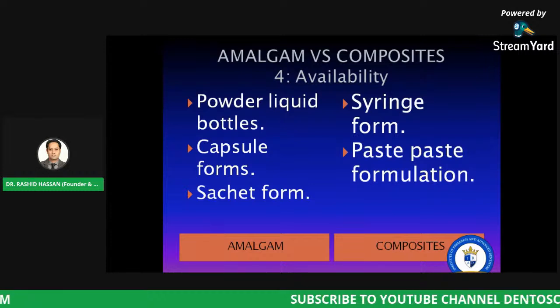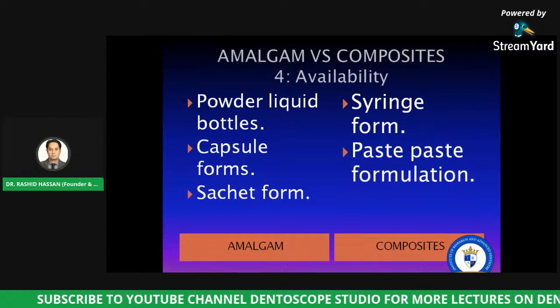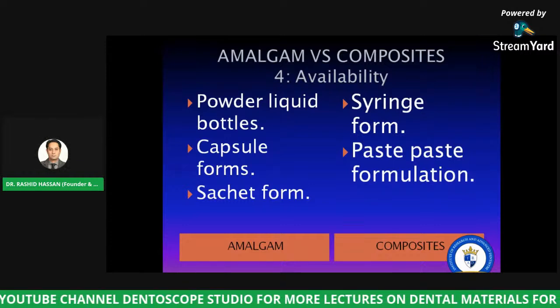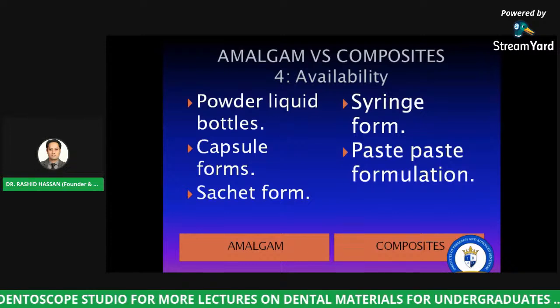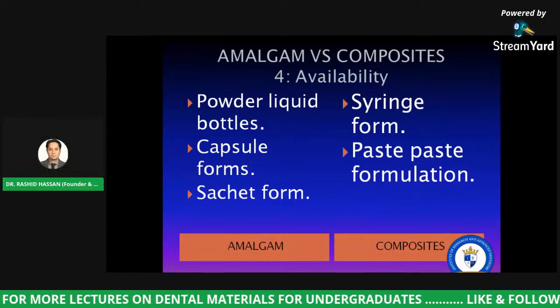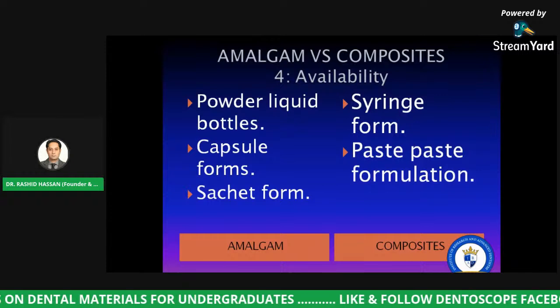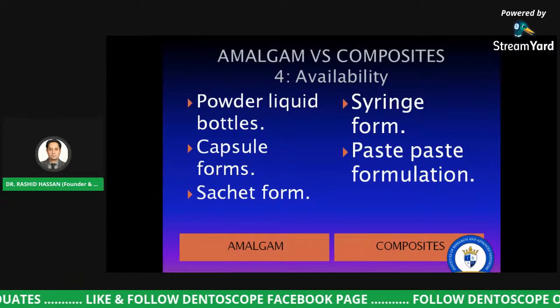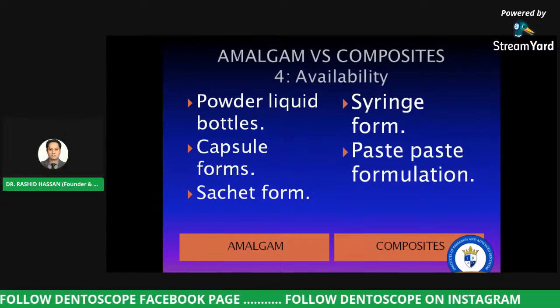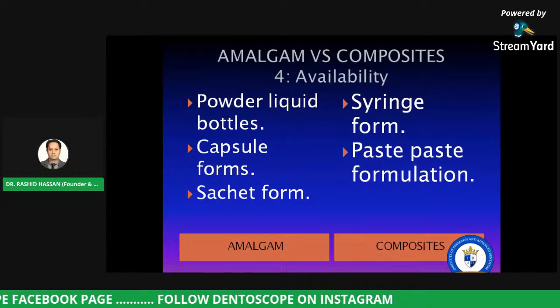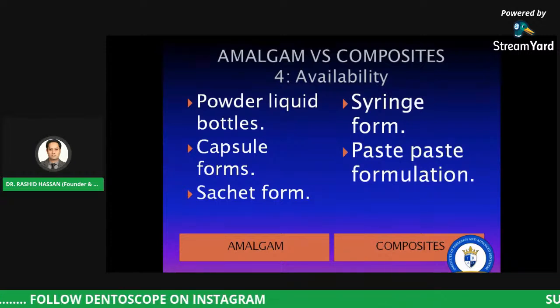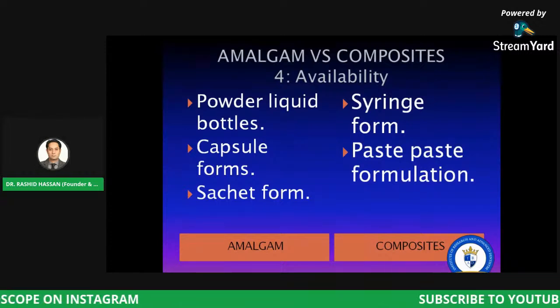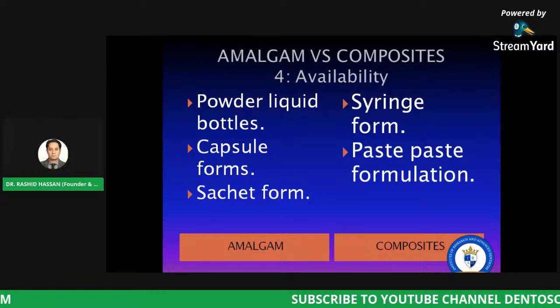The second type of dental amalgam which is available in the market is in the capsule form. Just like a capsule, you must have seen that it has two compartments. Same like those conventional capsules. One compartment has the silver alloy, and the other compartment has the liquid mercury, right? And there is a small metallic pestle present inside this capsule.